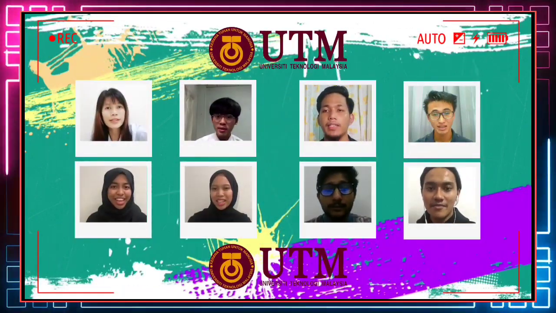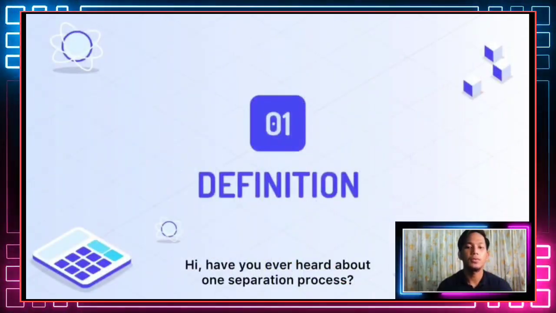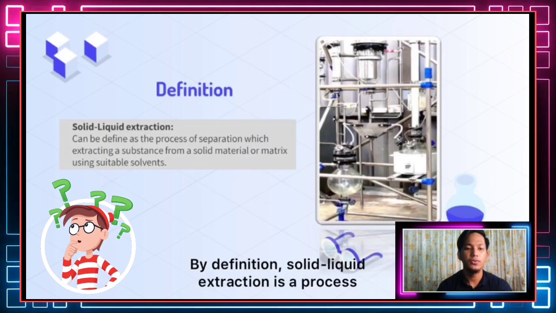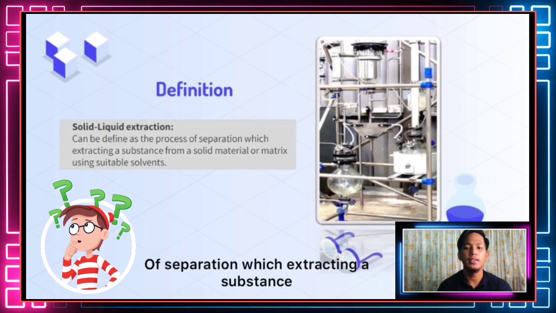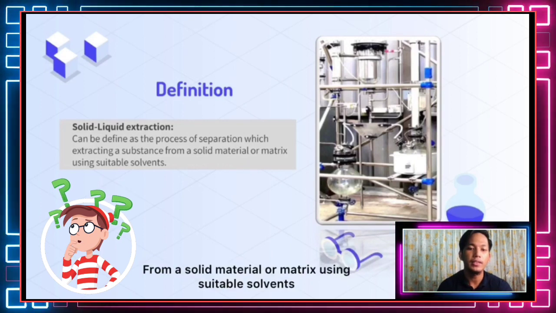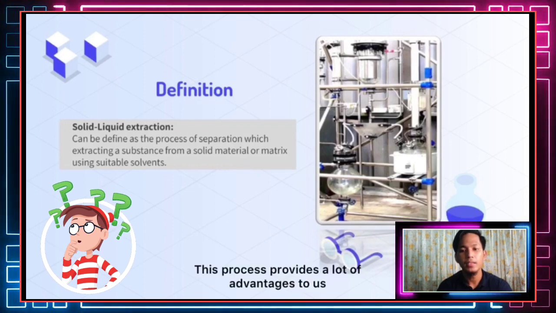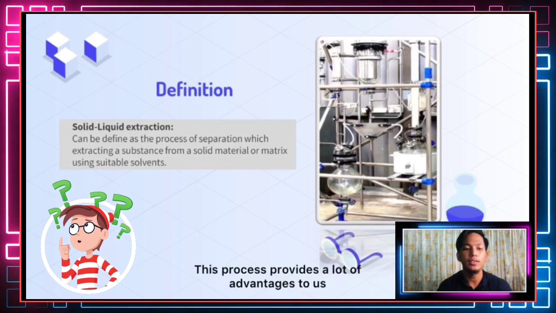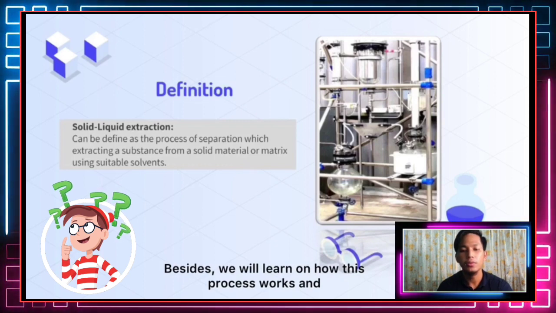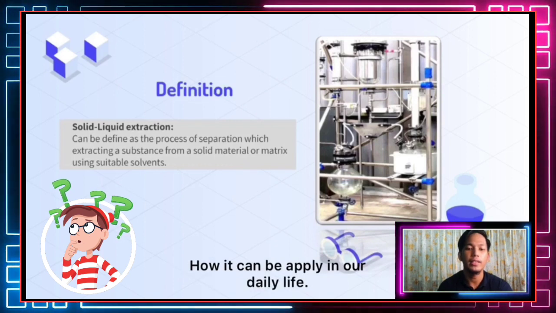We are engineering students. Have you ever heard about one separation process, which is solid liquid extraction? By definition, solid liquid extraction is a process of separation which extracts substances from a solid material or matrix using suitable solvents. This process provides a lot of advantages to us, which will be discussed in this video. Besides, we will learn how this process works and how it can be applied in our daily life.